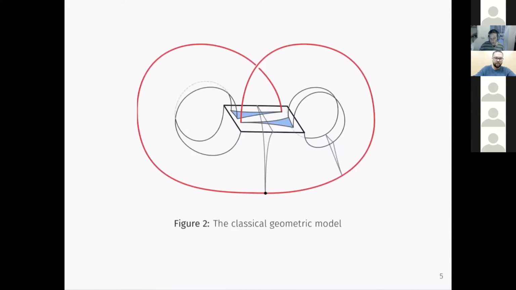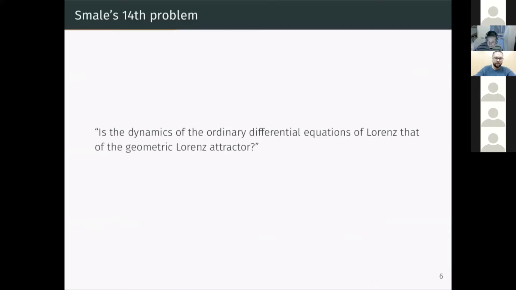Okay, so the geometric model that we already saw in the first talk of this afternoon, here's the classical geometric model. And it's a classical question, one of Smale's questions: is the dynamics of the ordinary differential equations the same as that of the geometric Lorentz attractor? And as we know, this was answered numerically, using rigorous numerics, by Warwick Tucker.